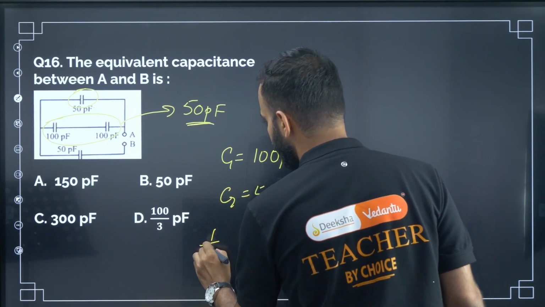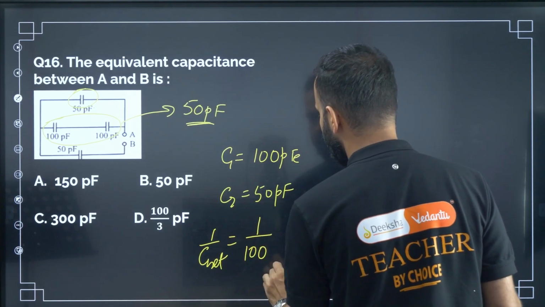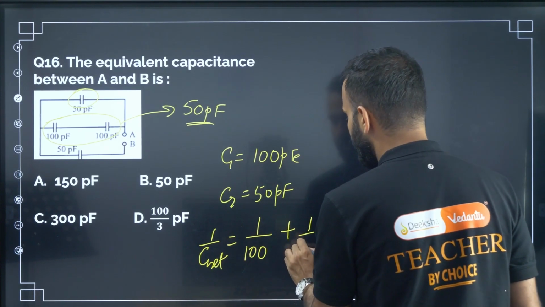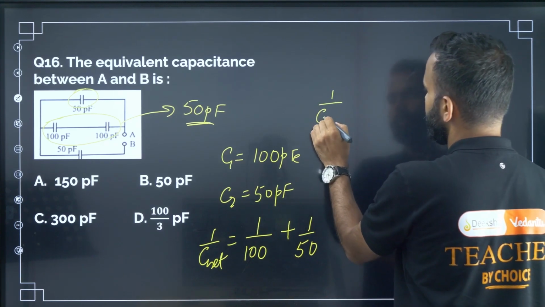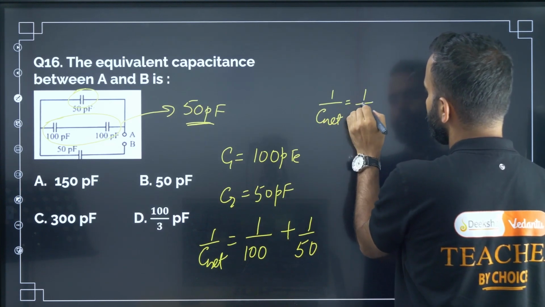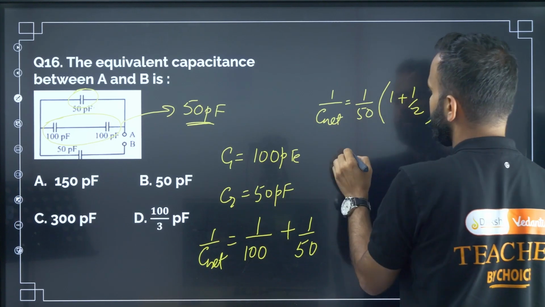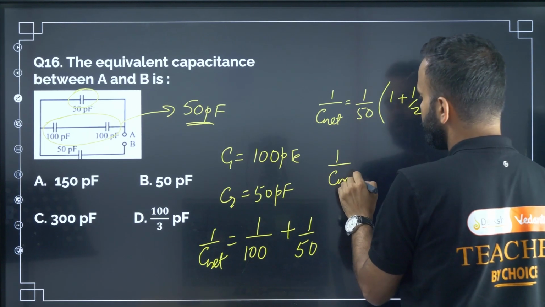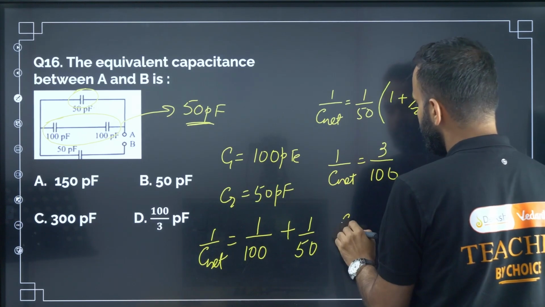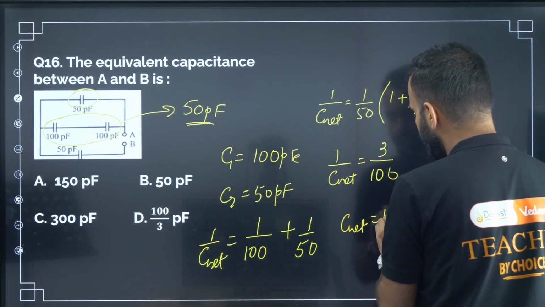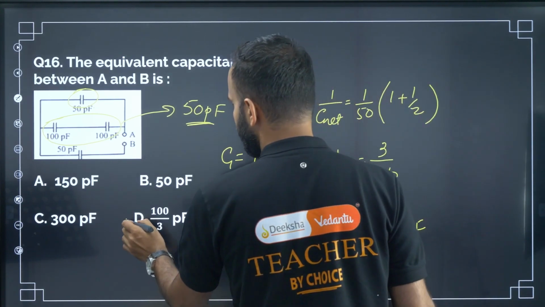Now 1 divided by C net is equal to 1 divided by C1, that is 1 by 100 picofarad, plus 1 divided by 50. Take 1 by 50 as common. So 1 divided by C net is equal to 1 plus 1 by 2, which is 3 by 2. So 1 divided by C net is equal to 3 divided by 100. So C net is equal to 100 divided by 3 picofarad. So the correct option is D.